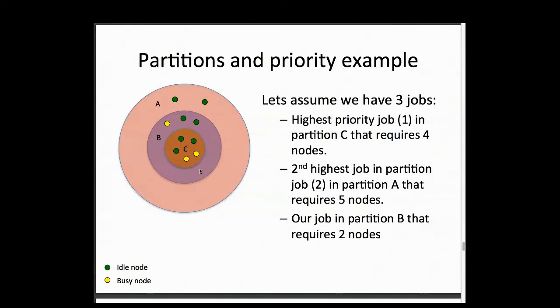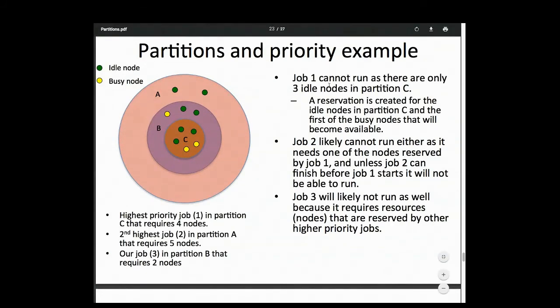So let's assume we have 3 jobs. We have a highest priority job that can run in partition C and requires 4 nodes. Second highest priority job in partition A that requires 5 nodes. And our job in partition B that requires 2 nodes. Job 1, the highest priority job, cannot run as there are only 3 idle nodes in partition C. Right? And it requires 4 nodes.